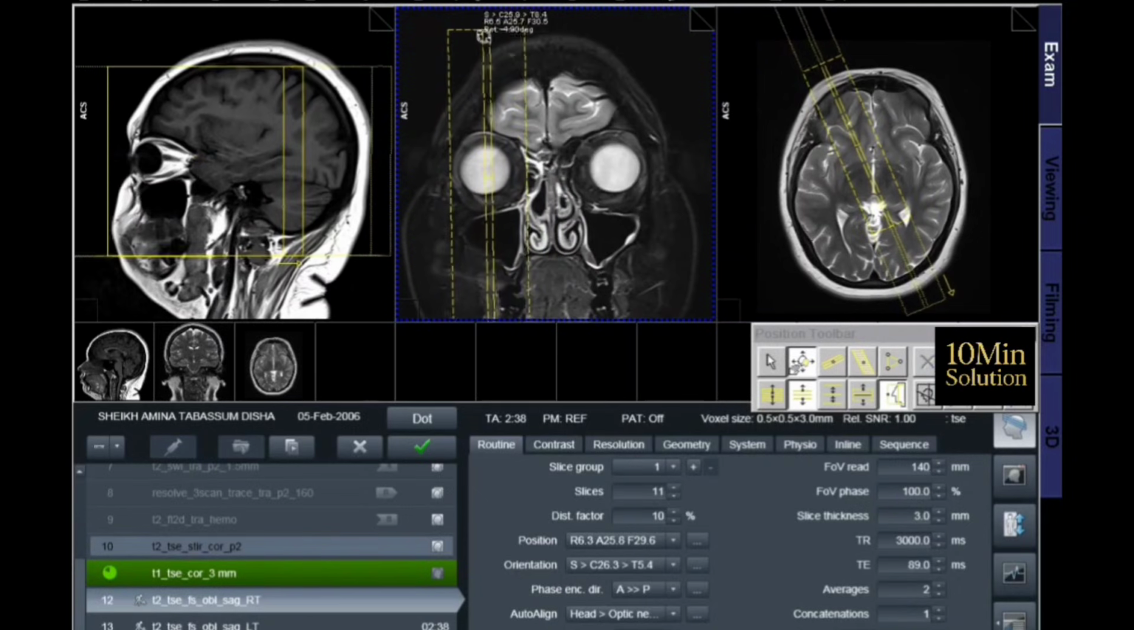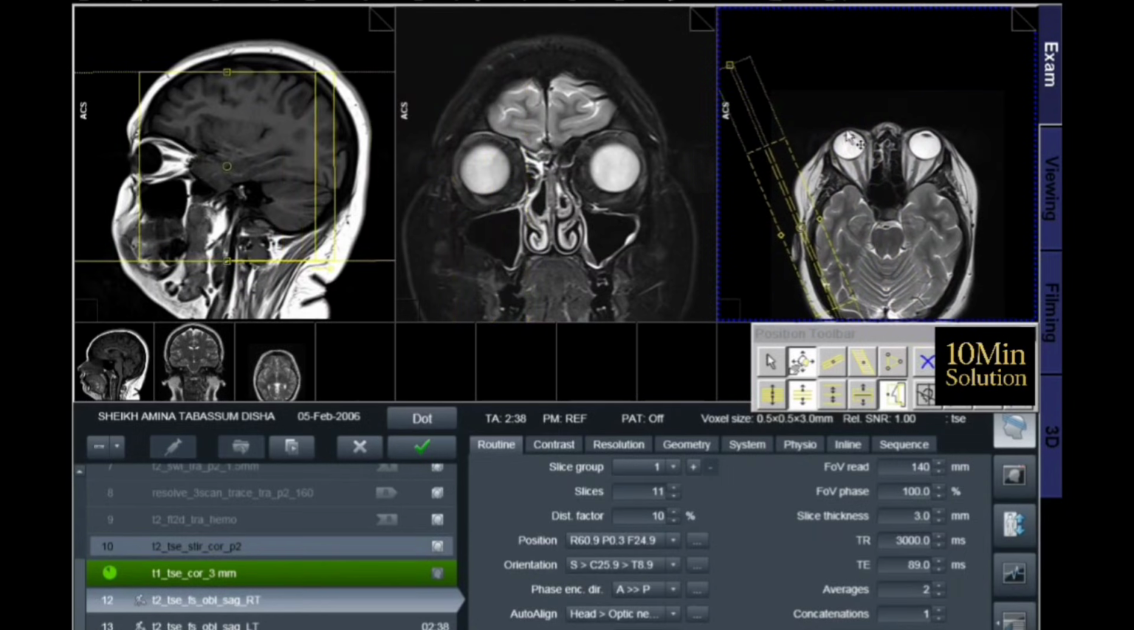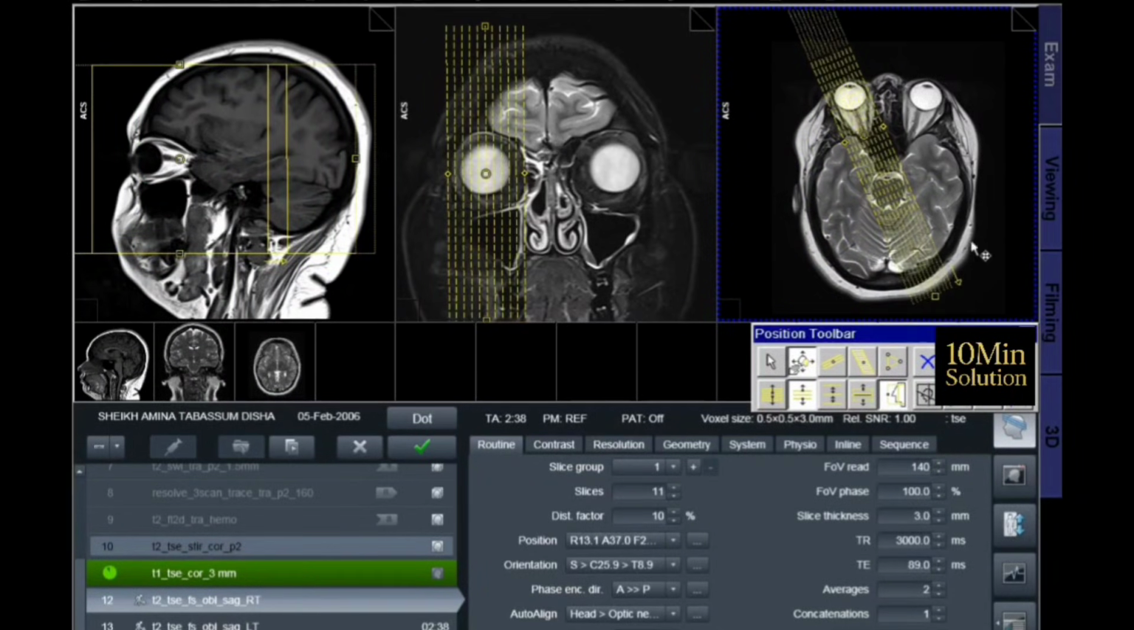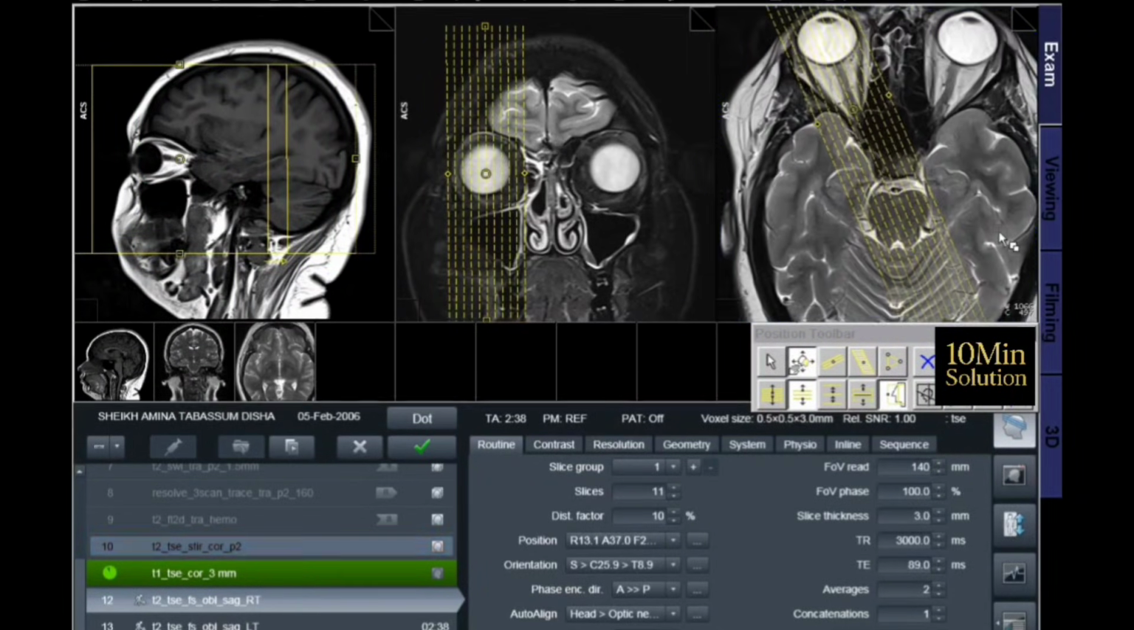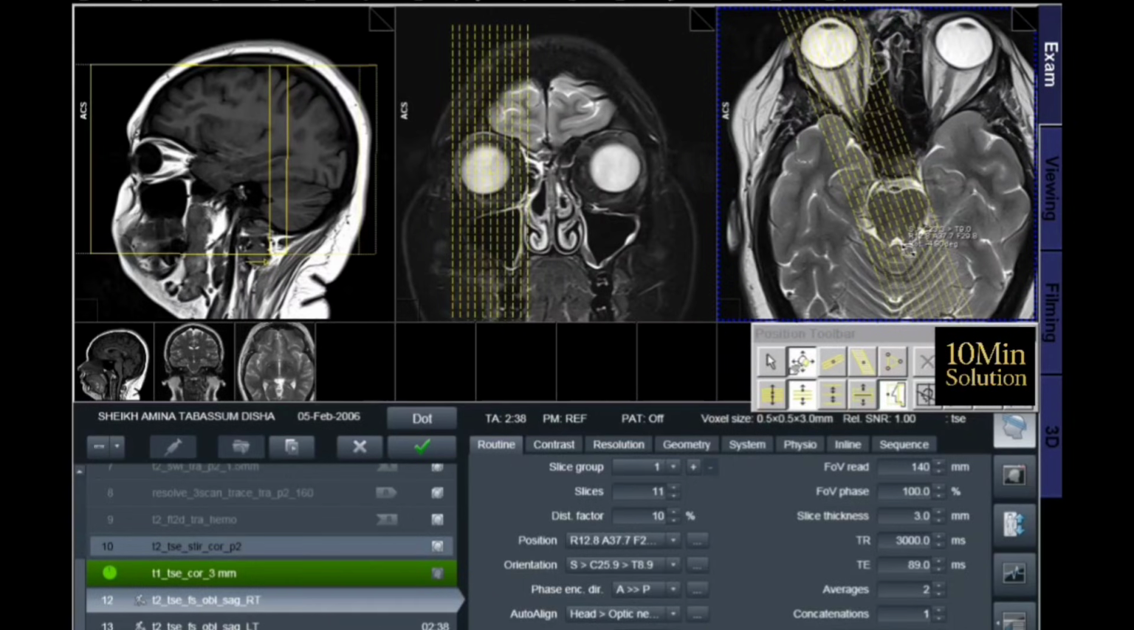For proper orbit evaluation, routine axial brain images are not sufficient. A dedicated thin-slice axial orbit sequence is required. Axial orbit images are planned parallel to the course of the optic nerve. Slice thickness is usually 2 to 3 millimeters, allowing detailed assessment of the optic nerve, extraocular muscles, and retroorbital fat.